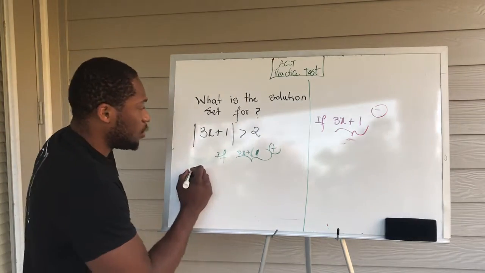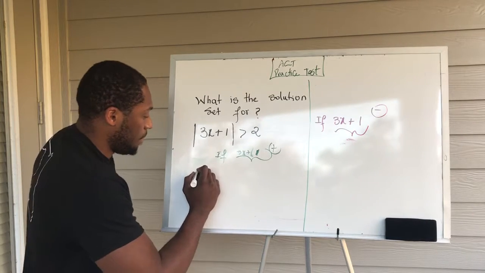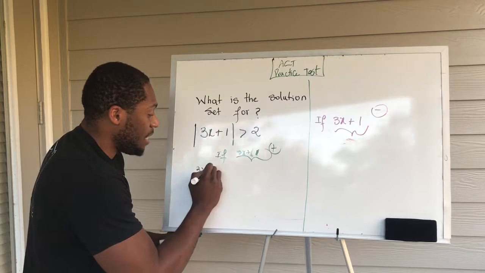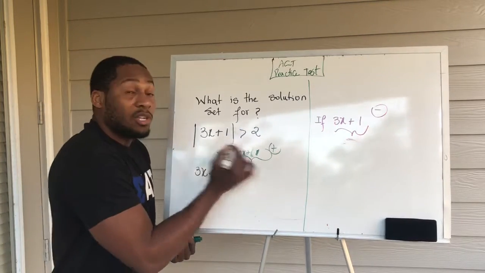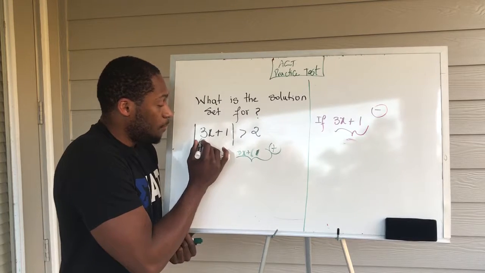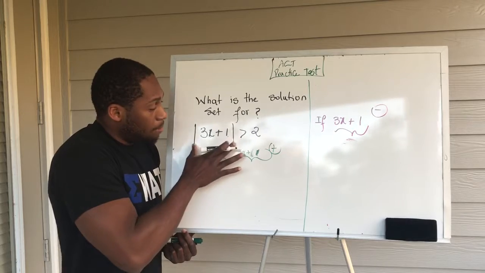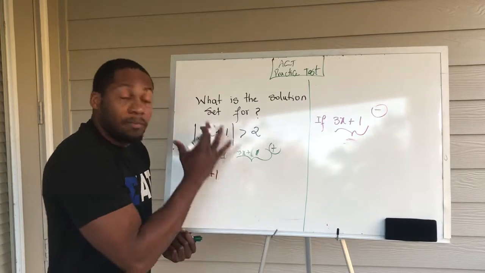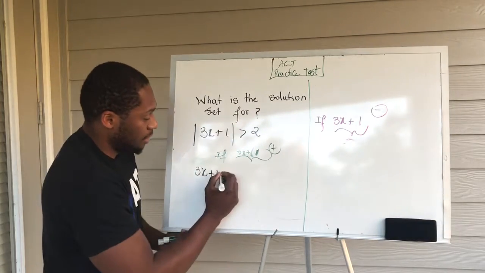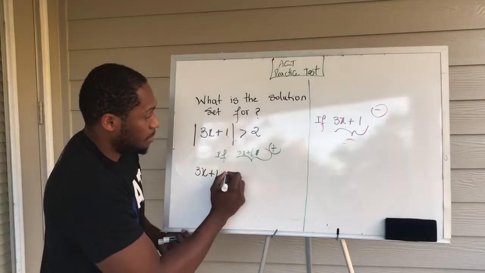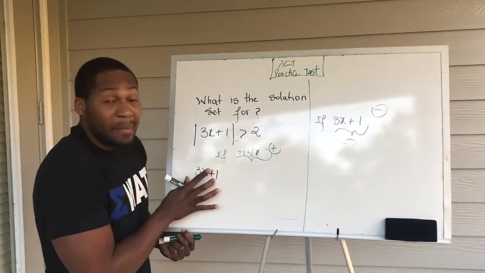So if 3x plus 1 is positive, the absolute value of 3x plus 1 will remain 3x plus 1. What I mean by that is, if this was already a positive number, let's say 3 times 1, 3 plus 1 is 4, the absolute value is going to remain the same. It's going to be 4. You don't have to change the sign for it. So if this is positive, the absolute value of 3x plus 1 will remain 3x plus 1.